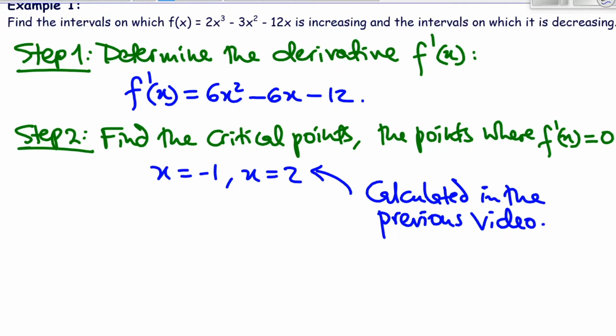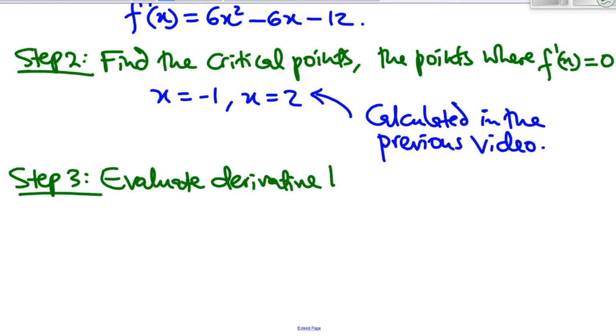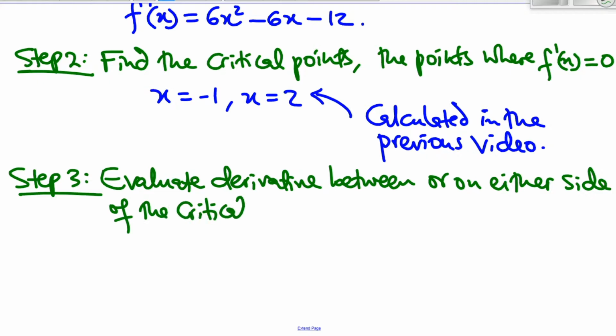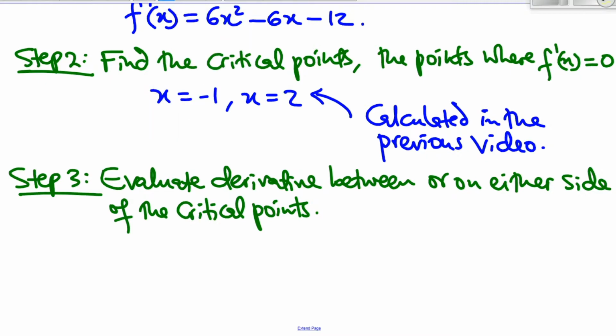Step 3, evaluate the derivative between or on either side of the critical points. So we have our critical points, but we need to investigate what's happening between them or on either side of these. So step 3, evaluate the derivative between or on either side of the critical points.